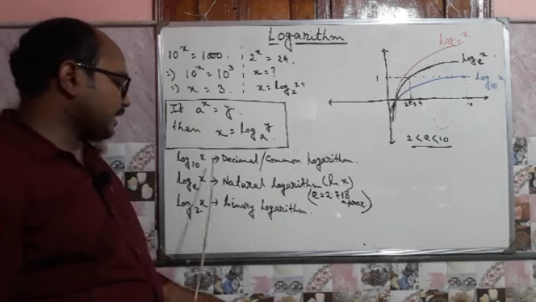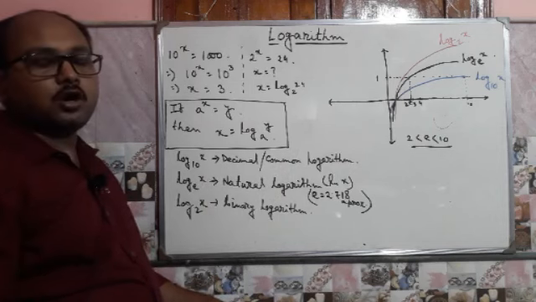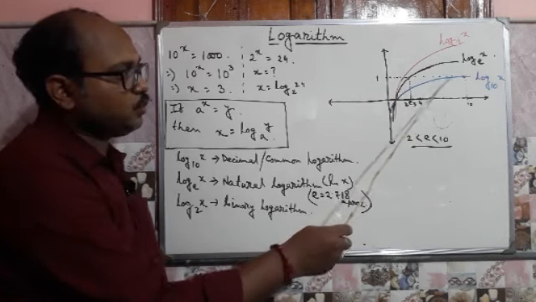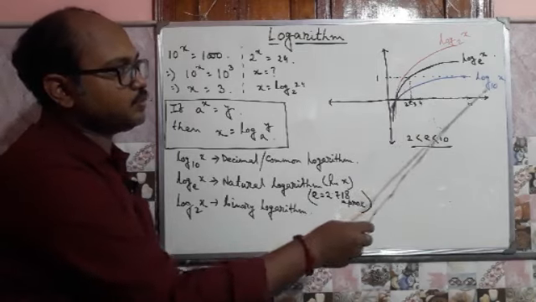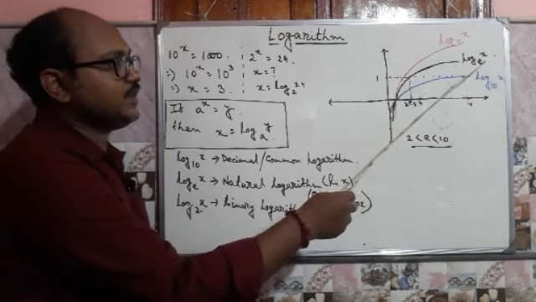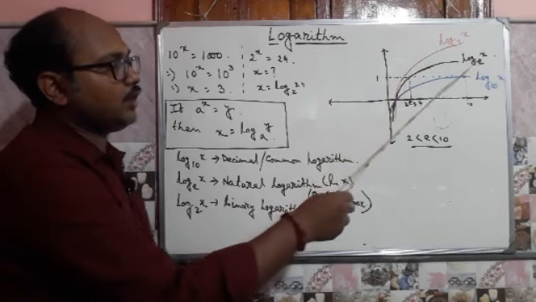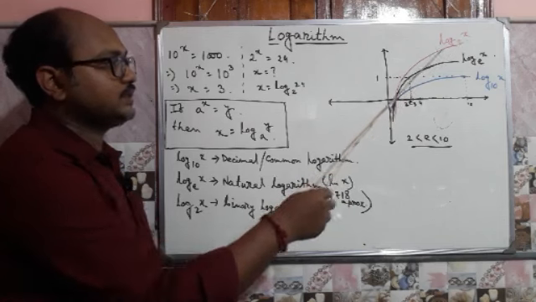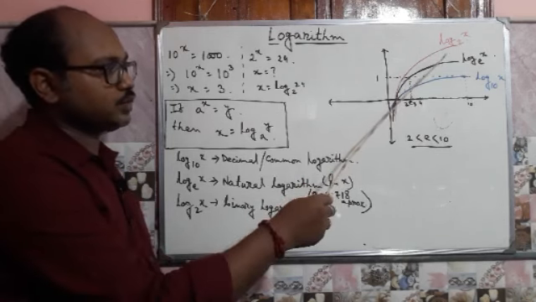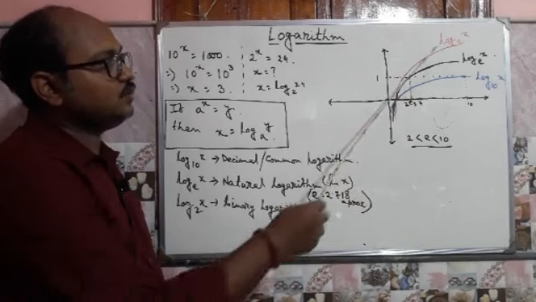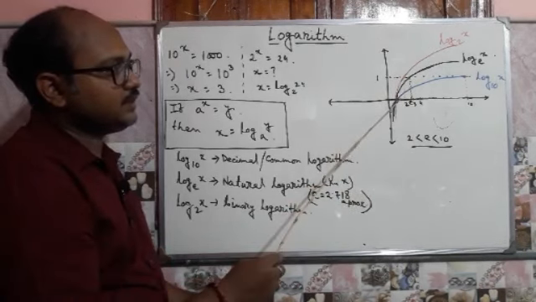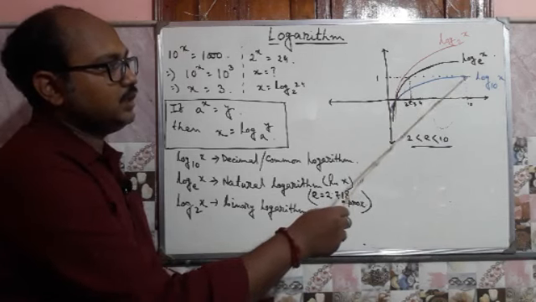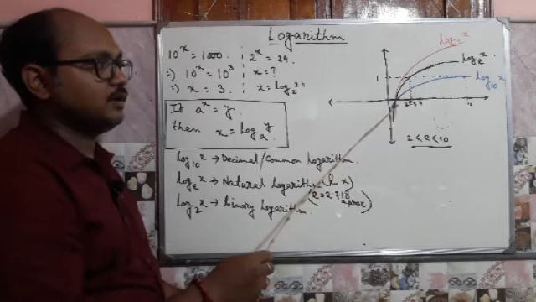Now we will see the graph of these three types of log. If the base becomes 10, this blue line will be the graph of log x to the base 10, and if the base becomes e, this black line will be the graph of log x to the base e, and if the base becomes 2, then this red line will be the graph of log x to the base 2. You see, for the lesser base the graph is higher on the positive side of 1, and for the greater base it is below.